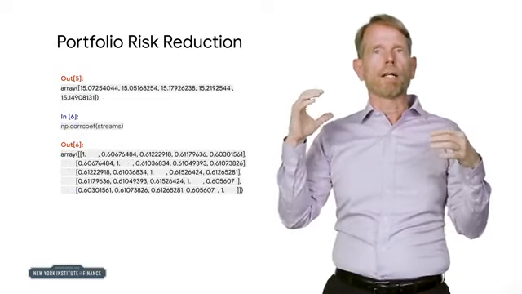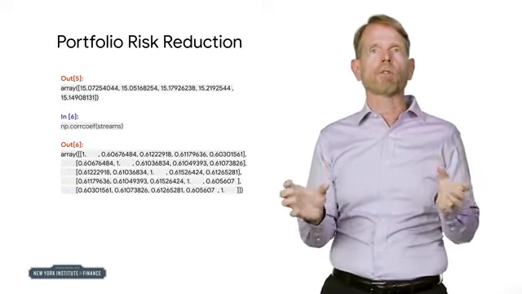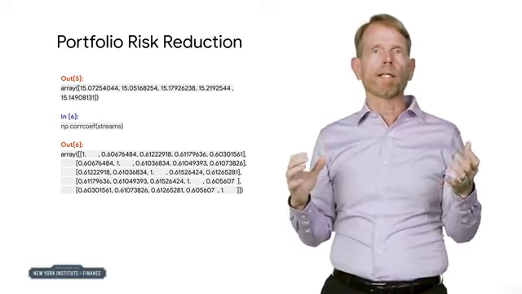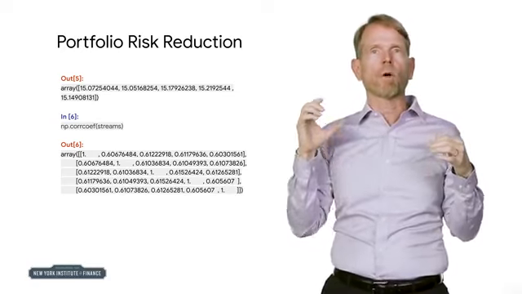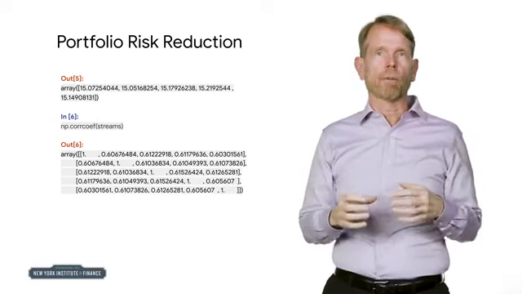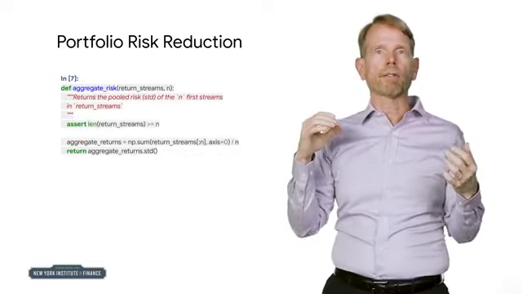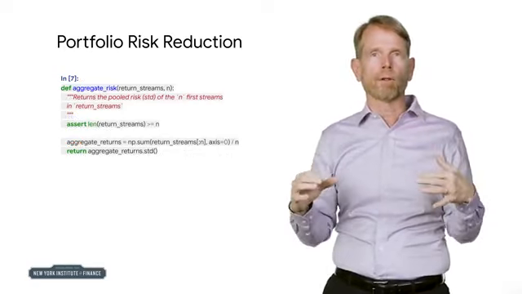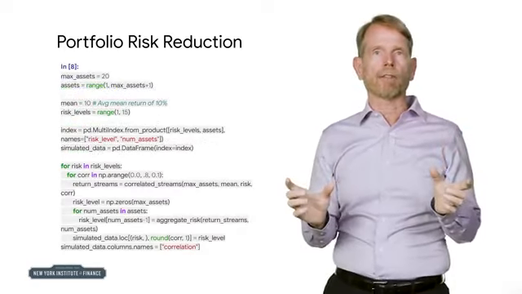You create an array of pairwise correlations between assets that are equal to a given level of corr. The important point is that the average of all pairwise correlations should be equal to corr, or 0.6 in this example. Then you'll create a helper function to calculate the pooled risk given a number of return streams in the portfolio. Next, you'll build your simulated data set.